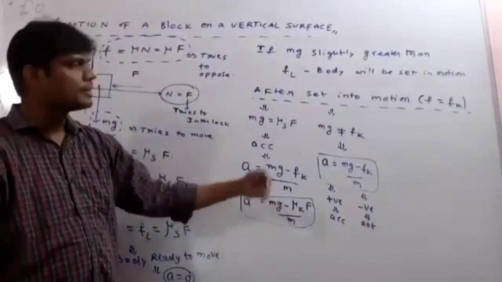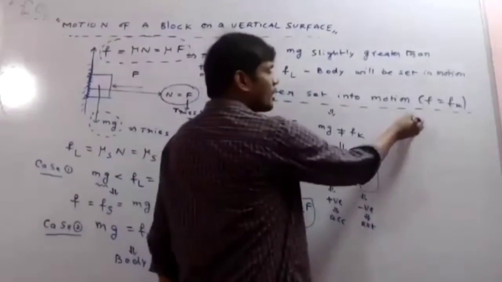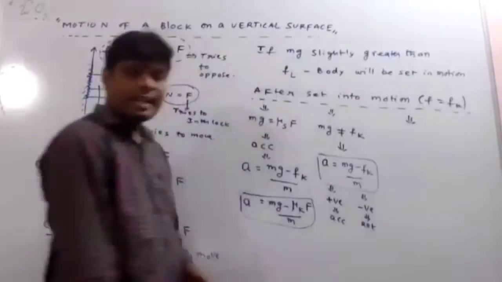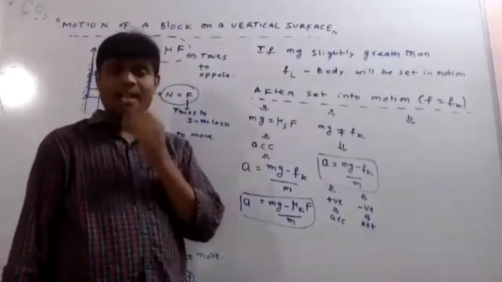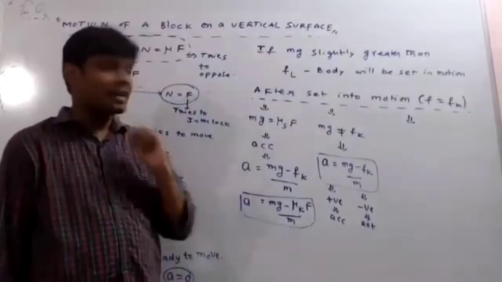Okay. Next, the third one. What is the third one? When mg is not equal to fk. The last one is uniform velocity.